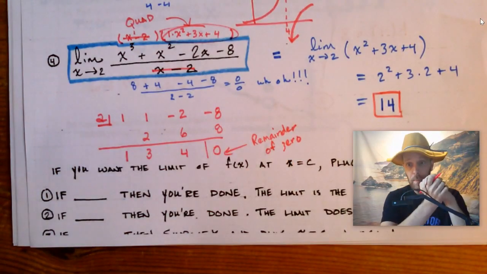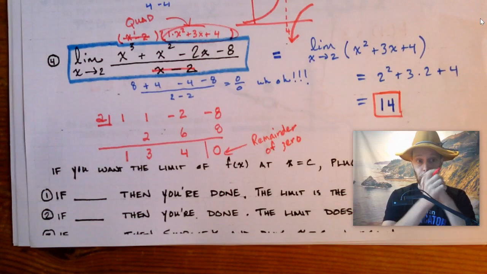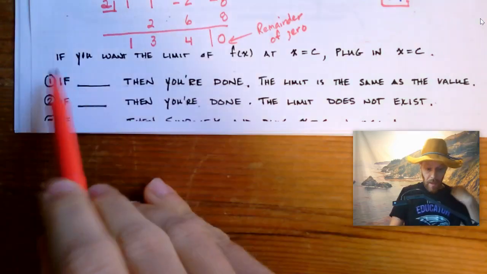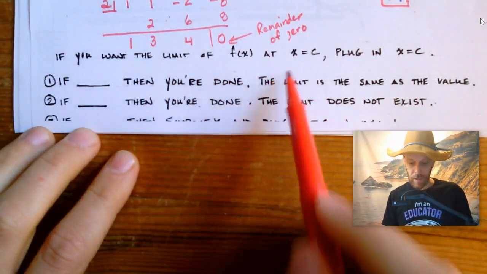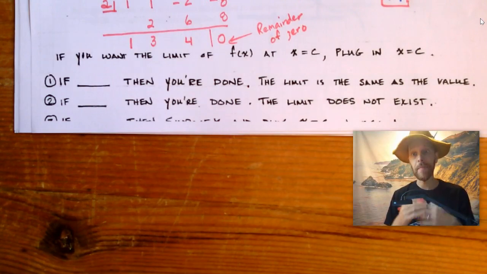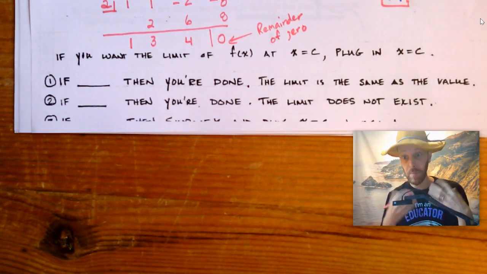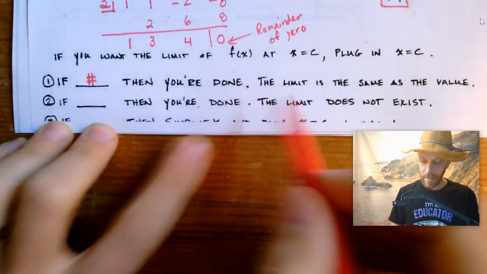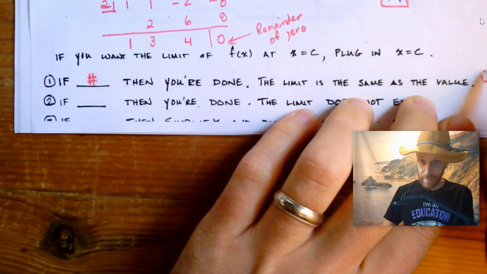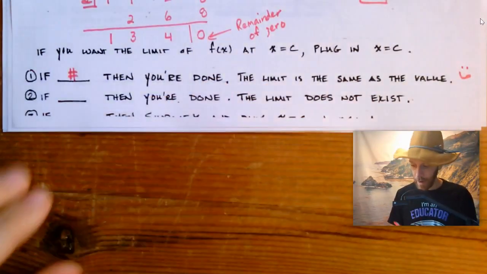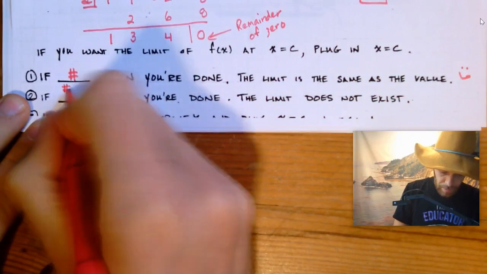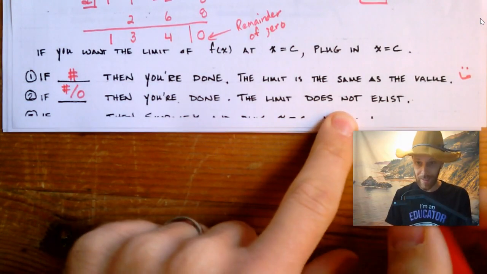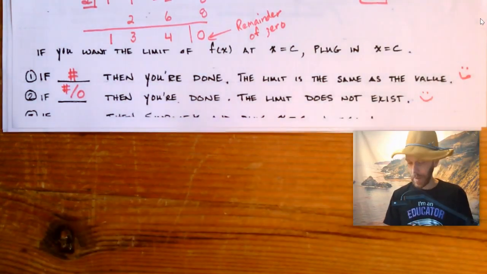So there we go. There's some examples of some problems that you should know how to do. And right here, just to generalize, let's say this. If you want the limit of f of x at x equals c, you plug in x equals c. Isn't that what we did for each example, right? We plugged in first. So if you get a number, then you're done. The limit is the same as the value. And you're happy. If, however, you get a number divided by 0, you're also done. This means that the limit does not exist. And you're done because you're happy.